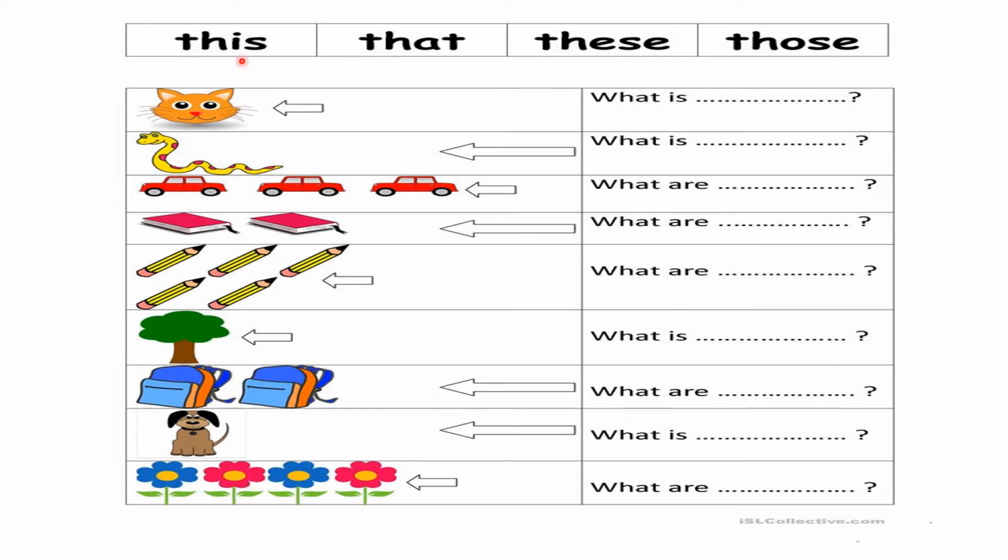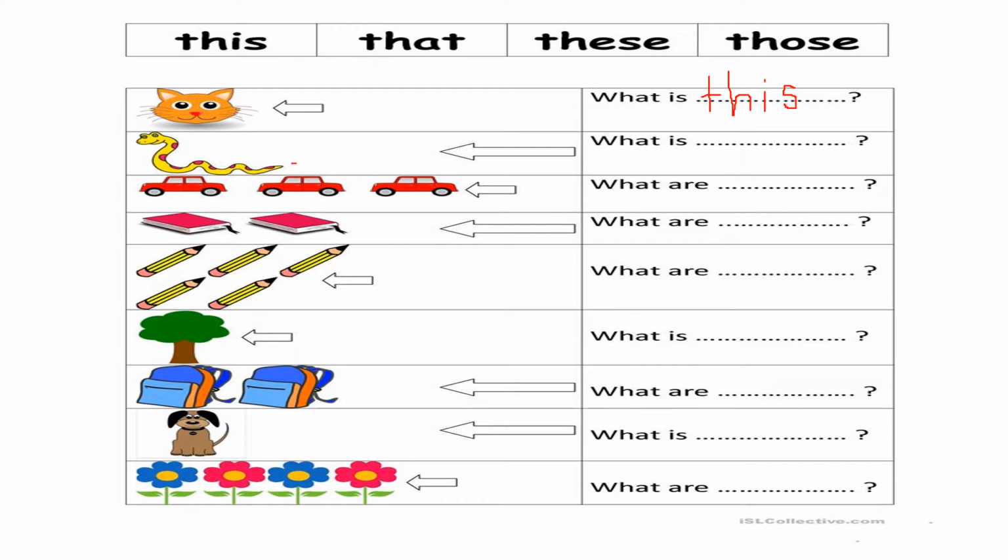Here we use this, that, these and those when we have more than one thing. When we have 2, 3, 4, 10, a lot of things, we use these or those. Look at number 1. We have a cat. We have only one cat and the arrow is close to it. So we say, what is this? Yes, very good. Why do we use this? Because it's close to us, close to the arrow.